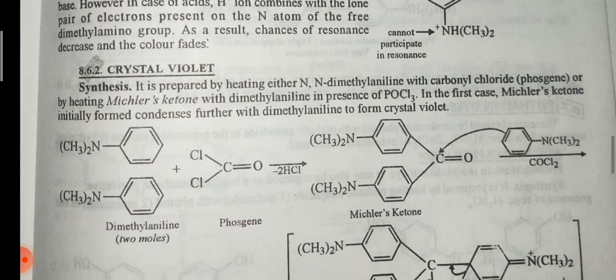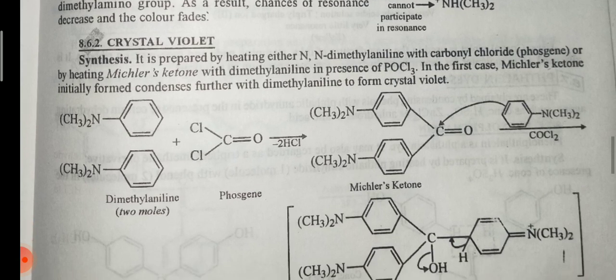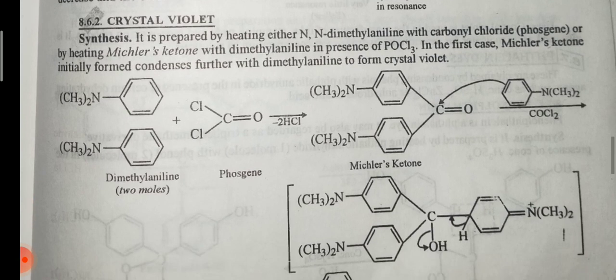Crystal violet. Synthesis. It is prepared by heating either N,N-dimethylaniline with carbonyl chloride (phosgene) or by heating Michler's ketone with dimethylaniline in presence of POCl3. In the first case, Michler's ketone initially formed condenses further with dimethylaniline to form crystal violet.